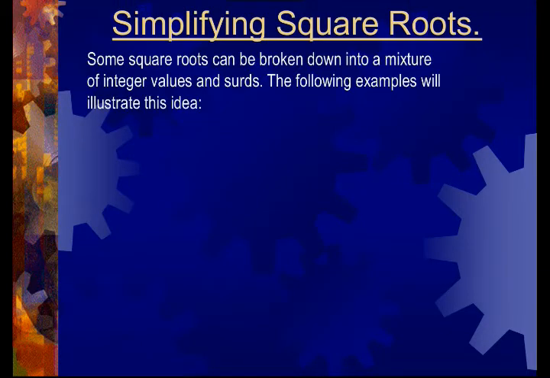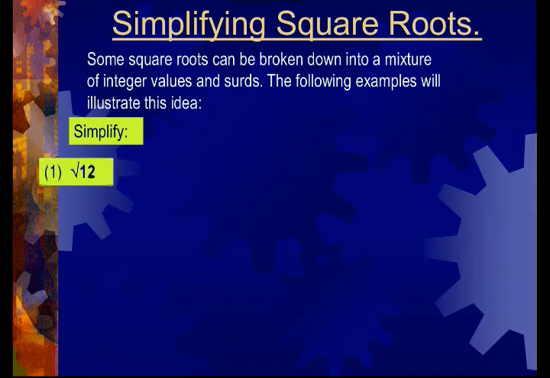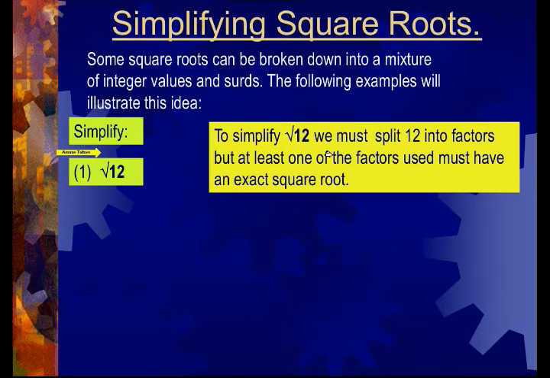Now, I'll show you how to simplify the given square root of a surd. Some square roots can be broken down into a mixture of integer values and surds. The following examples will illustrate this idea. See, square root of 12. What we are going to do is try to find the factors of 12. One of them should be a perfect square. Let me type that point.